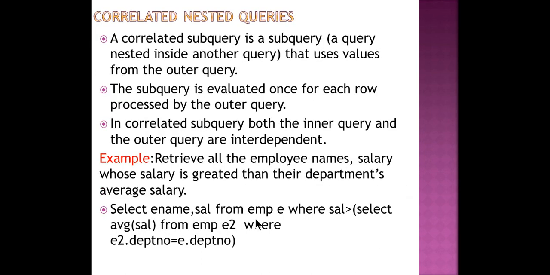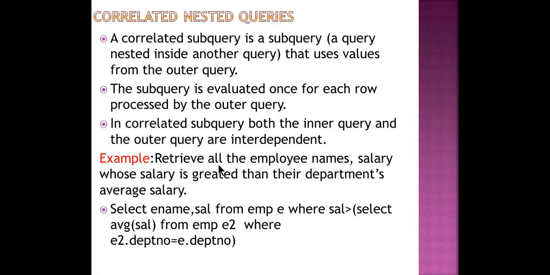A correlated subquery is a subquery that uses the value from the outer query. When the outer query and inner query are interrelated, that is called a correlated nested query, right? The subquery is evaluated once for each row processed by the outer query. In the correlated subquery, both the inner query and the outer query are interdependent.